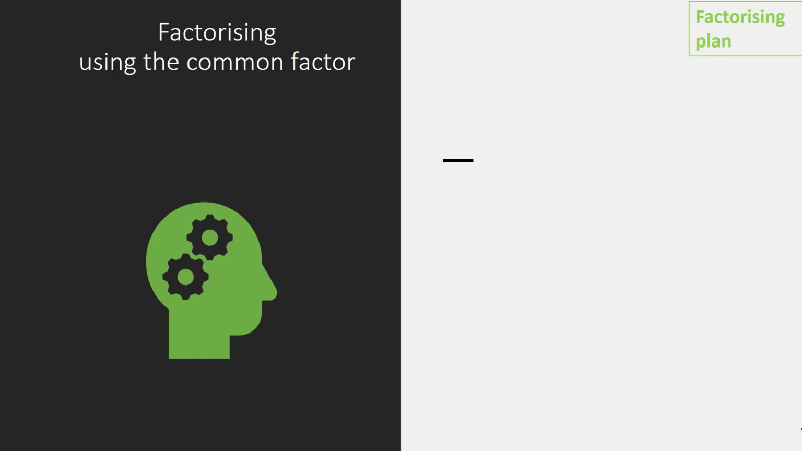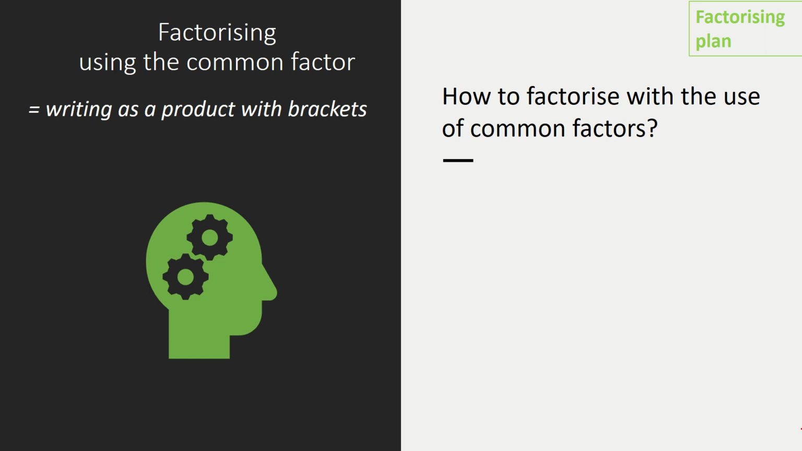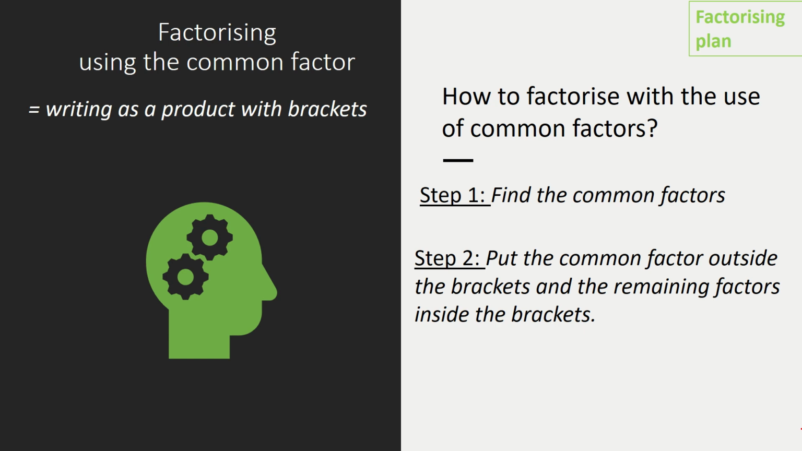Alright, so there is a plan to factorize. So with steps. So first step is to find the common factors. You can do this by writing down like we did before with 2 times x and 3 times x, and then circle the one which is common. Step 2 is to put the common factor outside the brackets and the remaining factors inside the brackets.